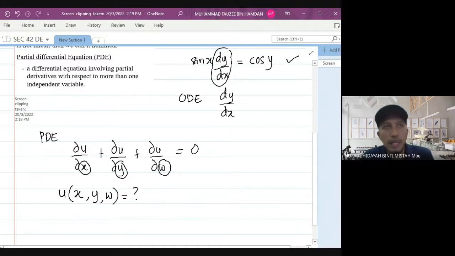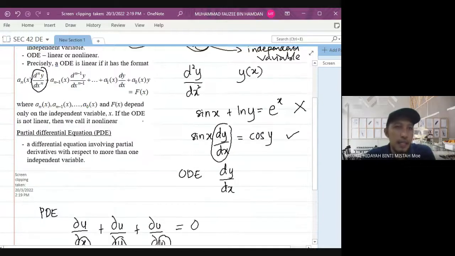So I hope now you know the difference between ordinary differential equation and partial differential equation. Okay, any question? Is it clear? The terms ODE and PDE. Any question so far? Clear, sir. Okay, clear. So that is the difference between ODE and PDE.